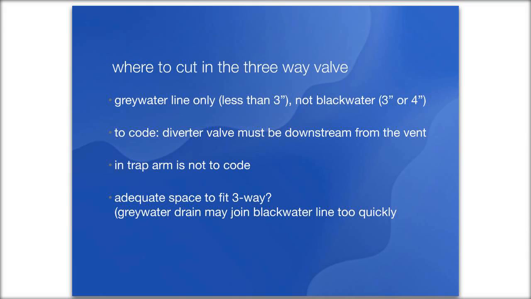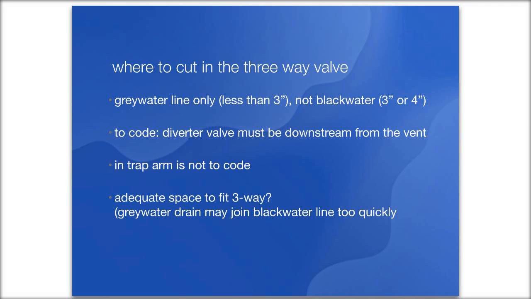Okay. So once you've identified the pipe, and you've pretty much confirmed beyond any doubt in your mind that you've got the right pipe going to the fixture that you want to capture the gray water from, then you need to decide where you're going to cut the pipe to insert the 3-way valve. The code requires that the diverter valve be installed downstream from the vent. So it's not okay, according to the code, to install the gray water valve in the trap arm.